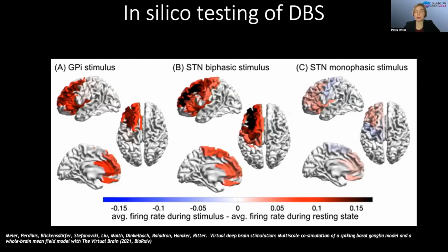The multi-scale brain network simulation approach enables in silico optimization of the stimulus for an individual patient. For example, for the stimulation of the subthalamic nucleus with a monophasic stimulus, we see a deactivation in motor areas, and we see exclusively activations for the biphasic stimulus that goes to the subthalamic nucleus, or the stimulus that goes to the globus pallidus internus.